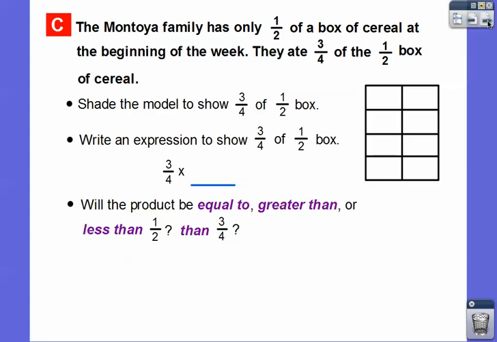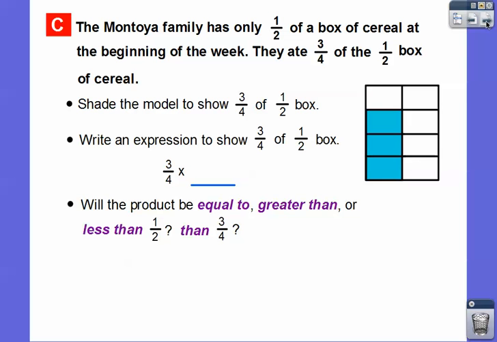Okay, all right, so here the Montoya family has only half a box of cereal to start with. So that's what this is over here. Cut it in half. So here's half and then here's half. And then we divided it into 4 equal pieces because they ate 3/4 of the half a box of cereal. So we'll use this half over here. This is the half that they have. And now we're going to shade 3/4 of this half, so we're going to shade these 3 right here.